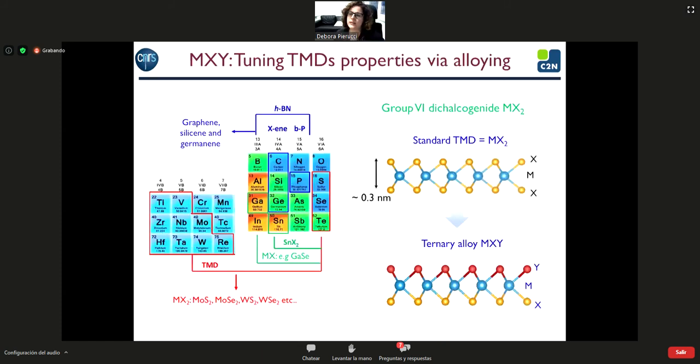So now let's see how we can modify and introduce new functionality in this standard TMD if we create an alloy. In particular, the alloy that I will talk about is when we manage to create a TMD between a transition metal and two different chalcogen atoms. In particular, in the case we manage to replace completely one line of chalcogen atoms with another chalcogen atom, we have the prototypical ternary alloy named Janus TMD.